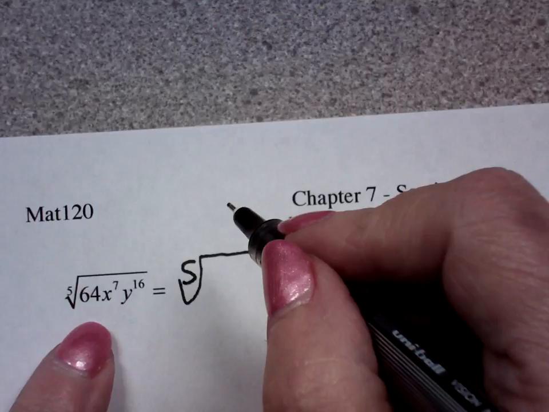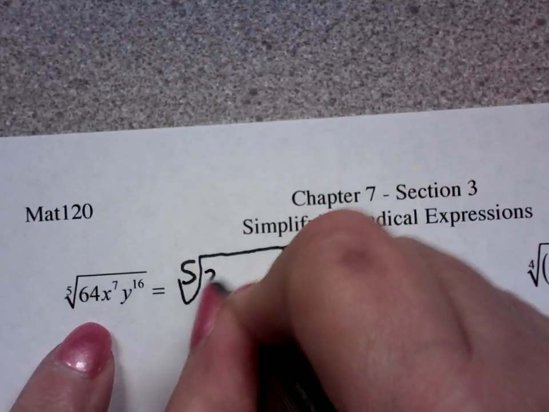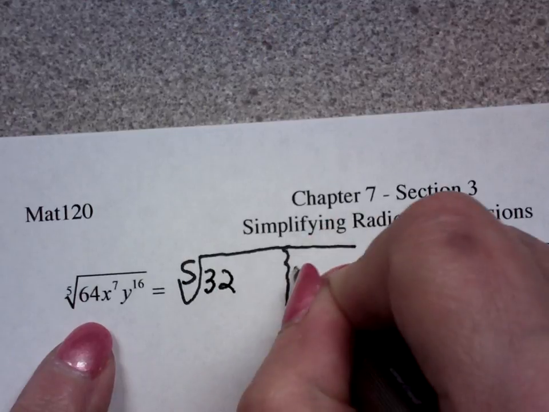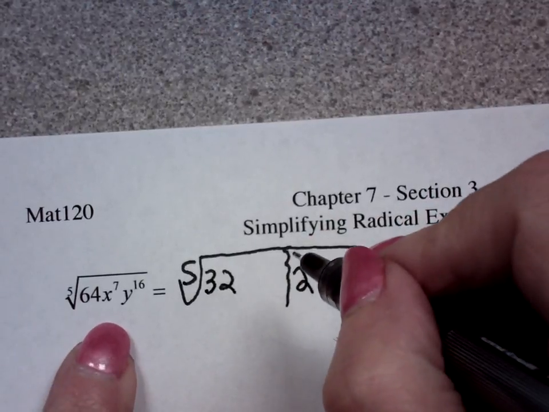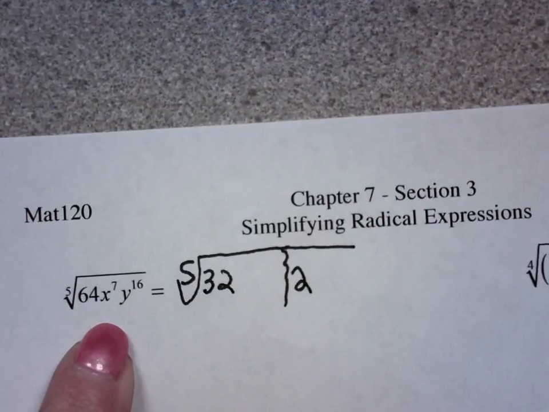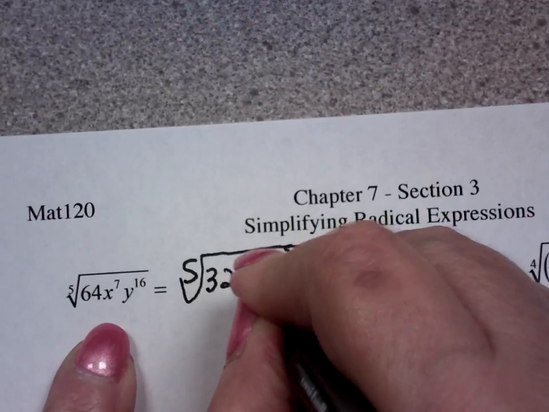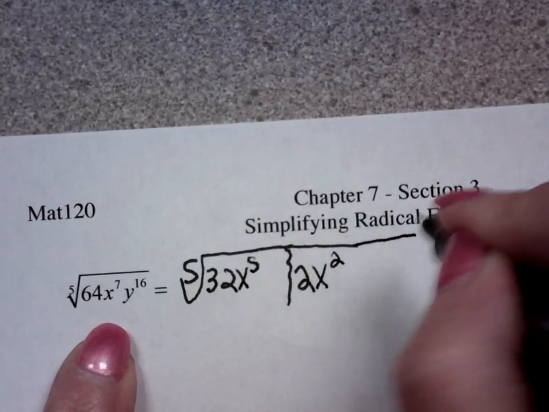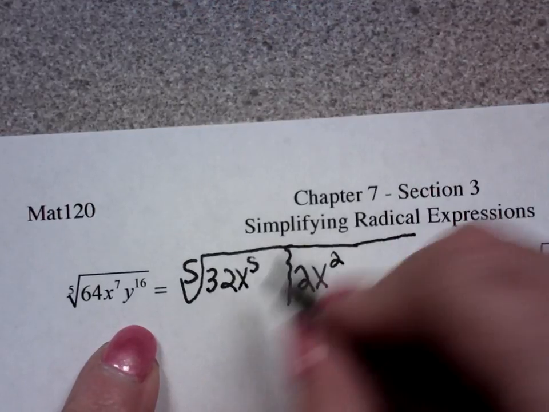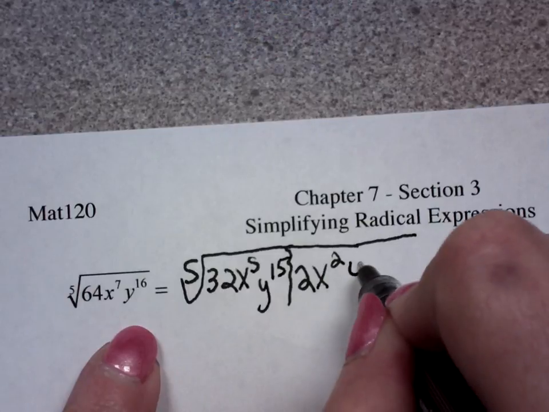(64). Well, the largest number that will divide 64, that's a perfect fifth. Fifth is 32, with 2 left over. What's the largest number divisible by 5 before 7? 5. So that's a 5 with 2 left over. What about 16? 15 with how many left over?